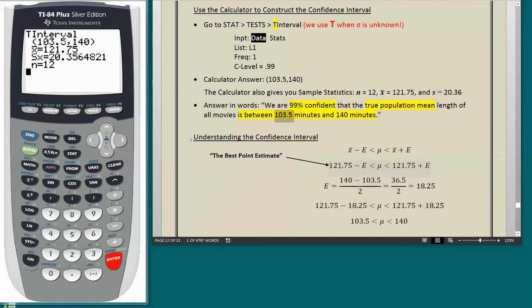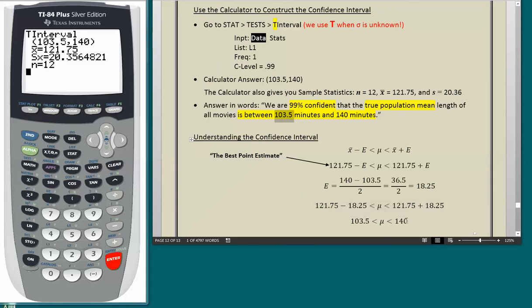121.75, again, that's just X bar. By the way, I forgot to mention, if you have a problem asking you for the best point estimate in a mean problem, it's simply X bar. So going back down here, we have X bar, 121.75, minus E, which now we know is 18.25. Here we have X bar plus E, 121.75 plus 18.25.